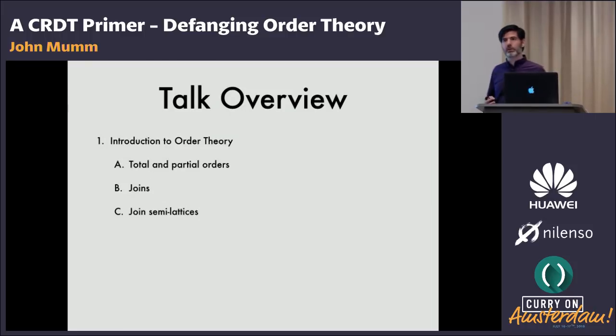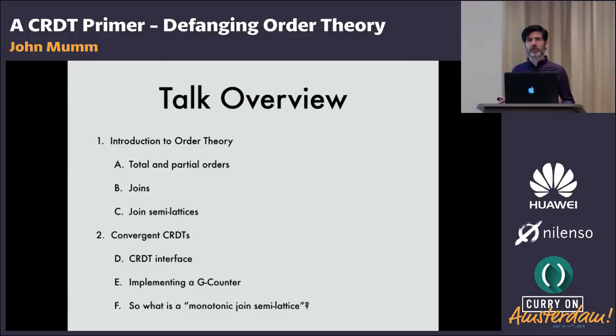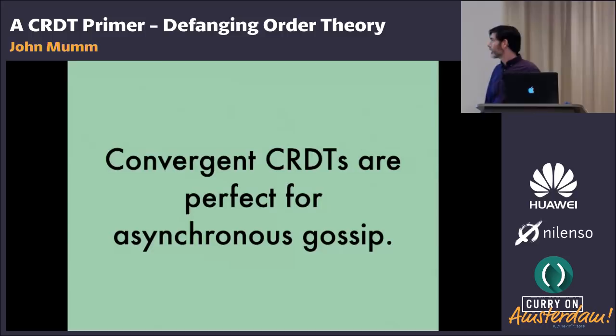Once we understand what a joined semilattice is, we're going to look at how it helps us understand convergent CRDTs. We're going to see what a CRDT interface might look like, and we're going to implement a simple CRDT called a G counter. Finally, we're going to take everything we've learned and come back to address this question: what is a monotonic join semilattice anyway?